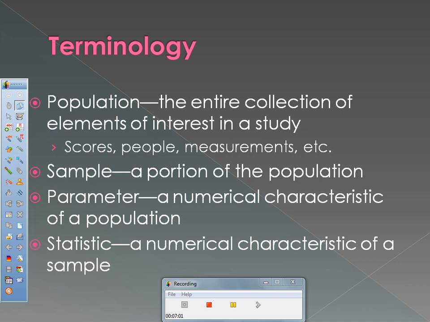We've done range, standard deviation, all those things. If we calculated it on a sample, it was a statistic. If we calculated it for the entire population, it's called a parameter. So that's the distinction between the two. In the real world of statistics, it's a big deal whether you know you're talking about a population or a sample. That's a major event.